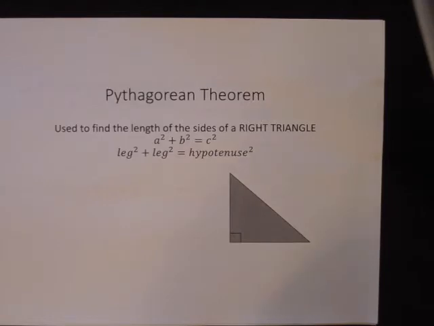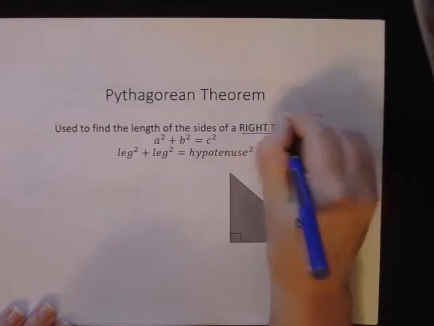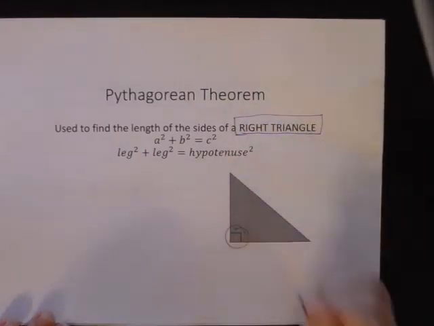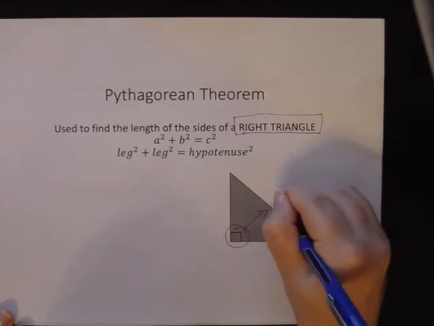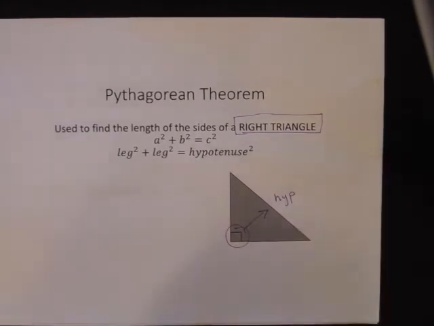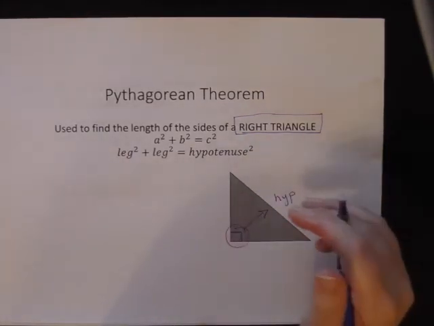So now what we're going to deal with is the Pythagorean theorem. We use it to find the length of the sides of a right triangle. The way that you know you have a right triangle is that you have a box. Whenever you have a box, that means you have a right angle. And whatever's across the right angle is always known as your hypotenuse. This will be your longest side.